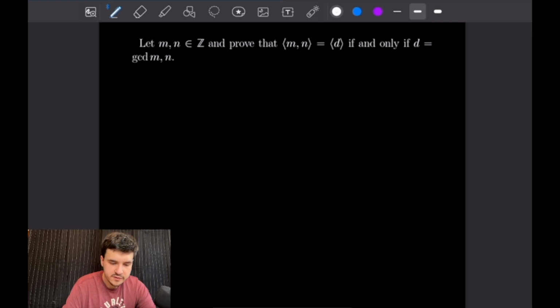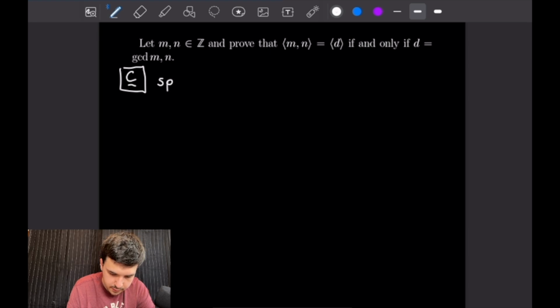So for this one, we are going to let m and n be integers, and we want to prove that the set generated by m and n is equal to the set generated by d if and only if d is equal to the GCD of m and n. Great. So because we have a set equality here, we're going to prove this by double inclusion. So let's go ahead and start by proving the forward direction here first.